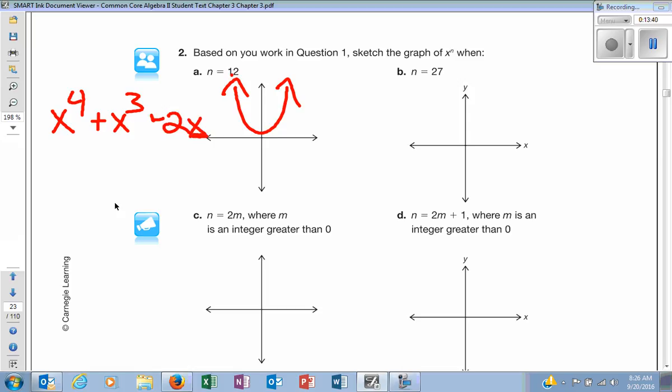Because you can have something like, is this the power of 1? Yes. Is this the power of 3? Yes. But do you see the highest power is to the 4th? So what do I know about this graph? It's going to start up and end up. Yes? Okay. Into the 27th power, what do I know it's going to do? Start down and probably end some way up.